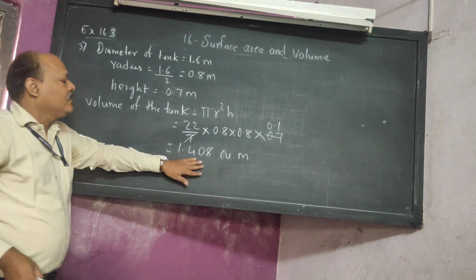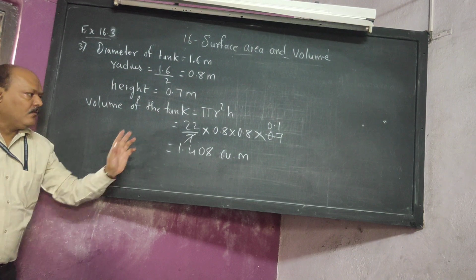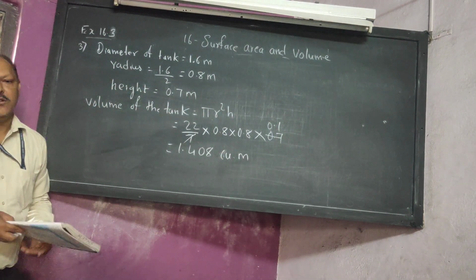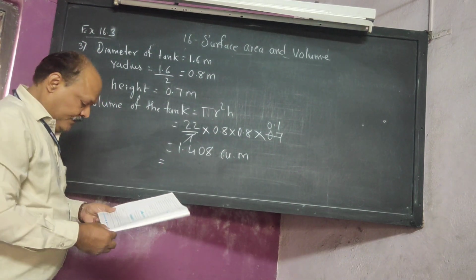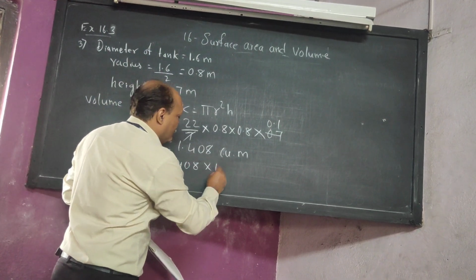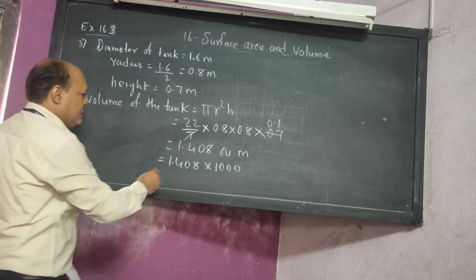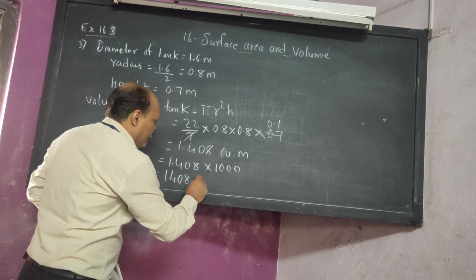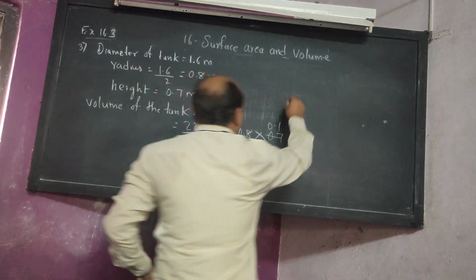Now this cubic meter we have to convert into liter. To convert a cubic meter to a liter, we have to multiply by 1000. So here 1.408 into 1000. These 3 zeros will remove the point. That means you will get the answer 1408 liters of water it can hold. This is writing the final answer here.